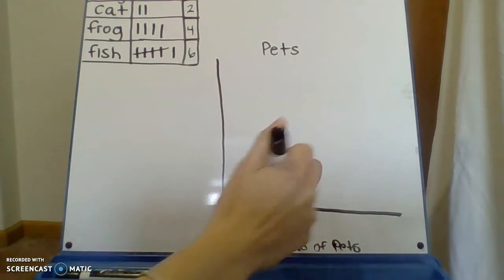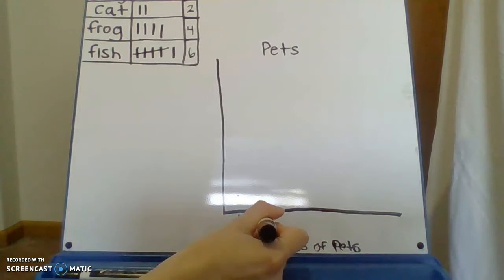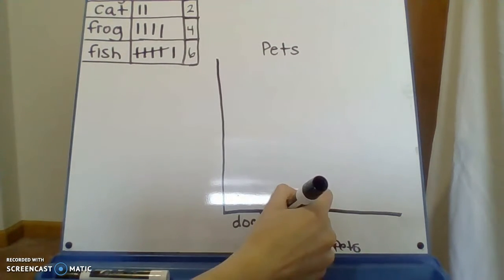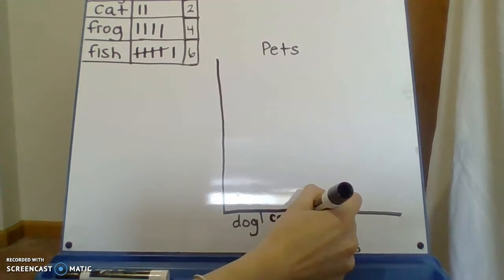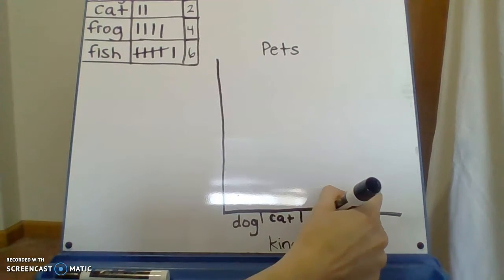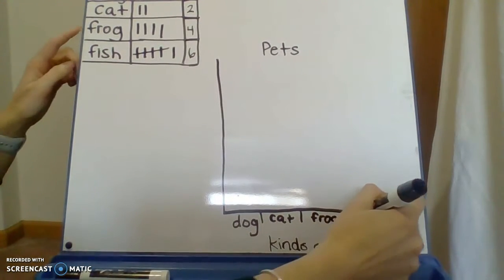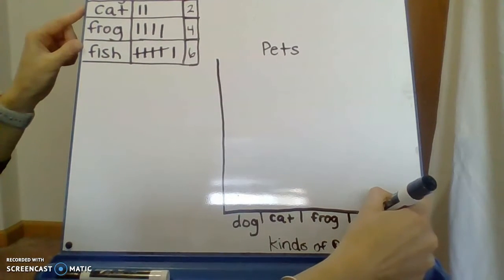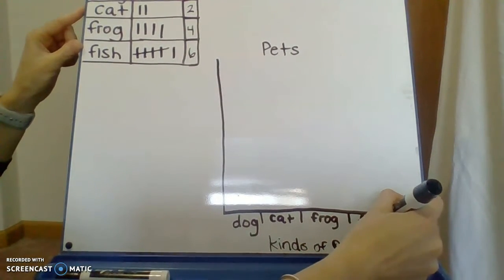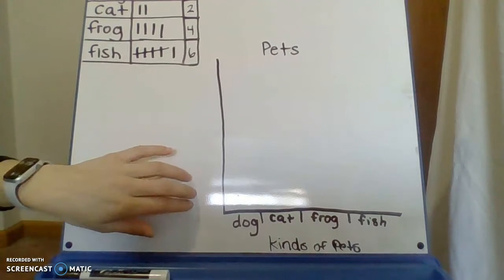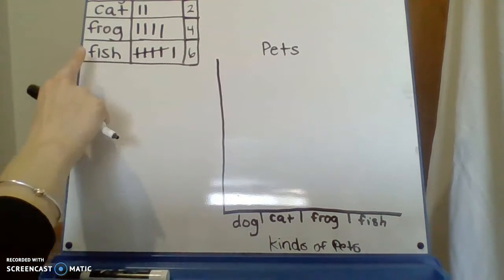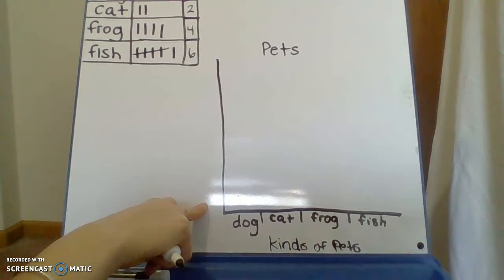And then, so I have dog, and you can put a little line so you don't get confused. The next one will be cat. The next one will be frog. I'm just getting this information right from the table. Your table is going to provide you with all the information you need, so it's very important to reference that when you're making your picture graph. So I have my kinds of pets. Now I have to find the number.